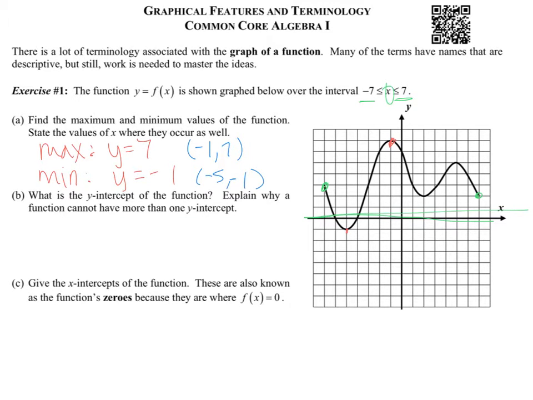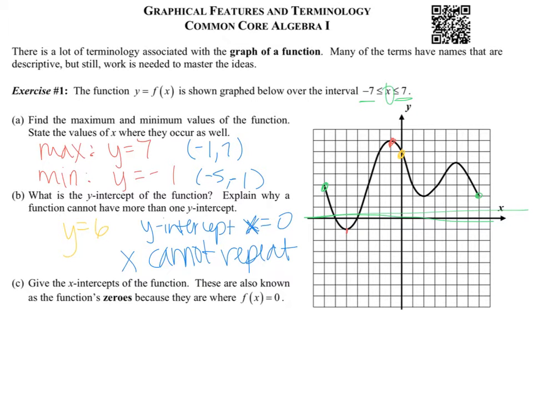So what is the y-intercept of the function? Well, the y-intercept of the function is where it crosses the y-axis. The y-intercept is y equals 6. It cannot have more than one y-intercept because x cannot repeat. And the y-intercept is always when x equals 0.